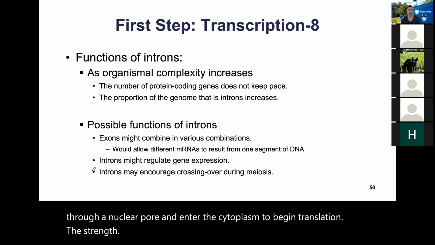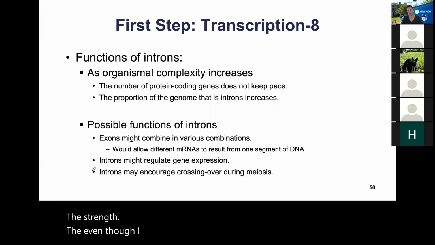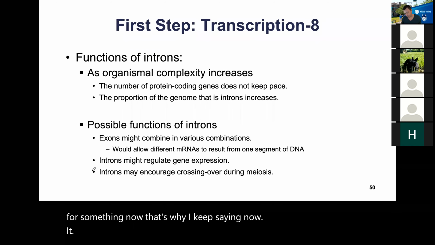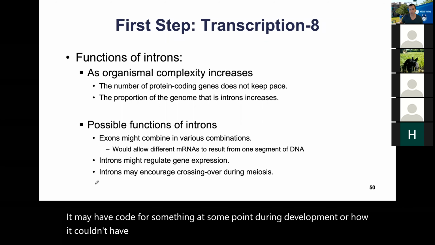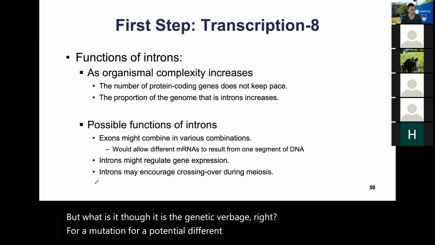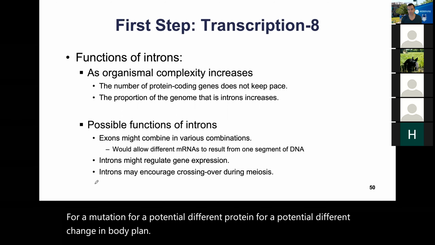Even though these introns don't necessarily code for something now, that's why I keep saying now, it may have coded for something at some point during development, or hell, it couldn't have coded for a damn thing. But what is it though? It is the genetic verbiage, right? For a mutation, for a potential different protein, for a potential different change in body plan. Okay.